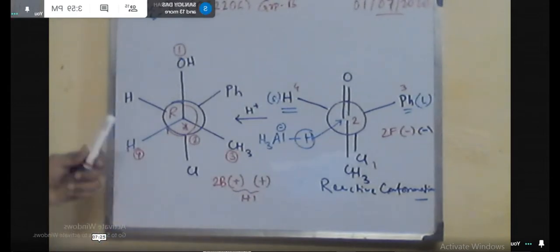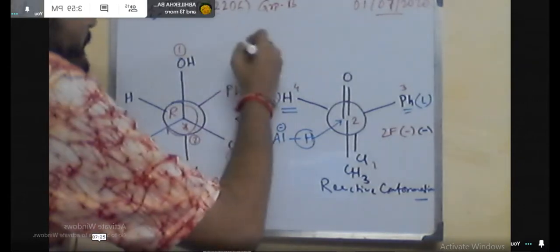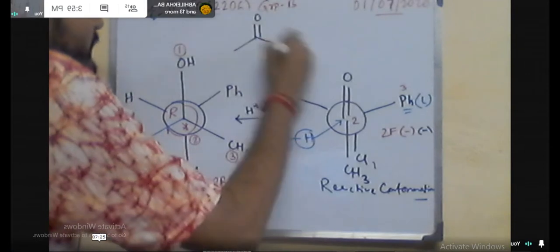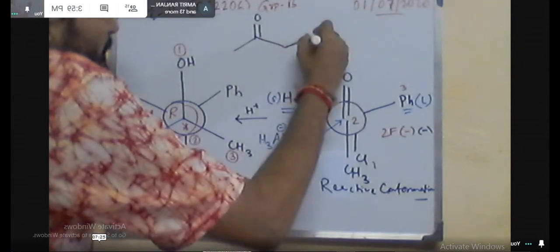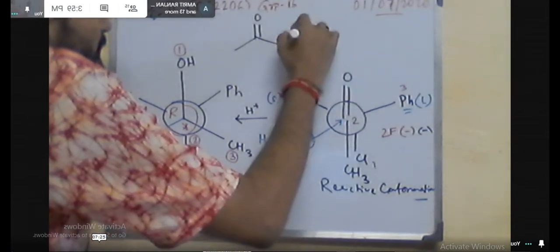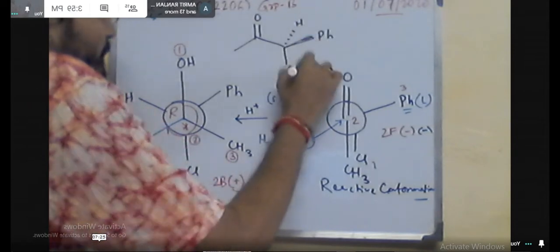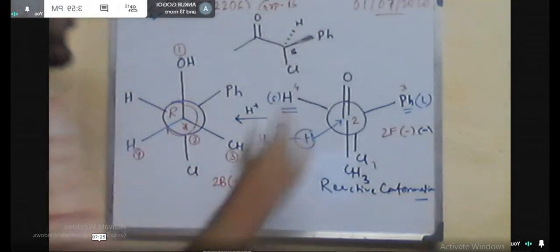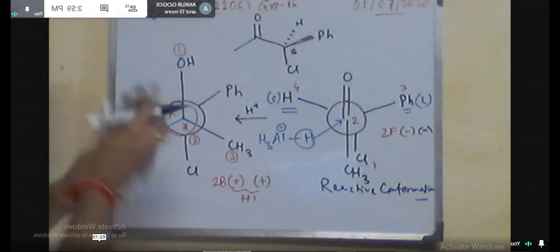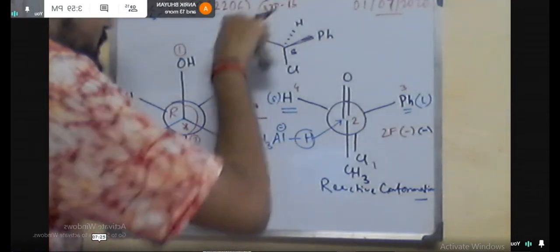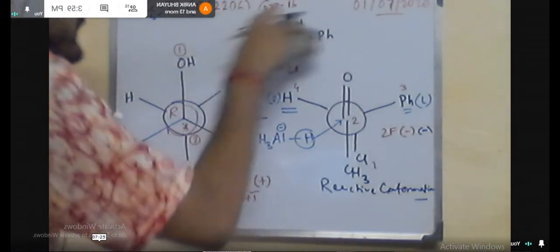Now this rotation is clockwise, that means the configuration here is R. If we keep the fourth group in the backward position and one here, we get 1, 2, 3, that is the clockwise rotation. So that will be R. So just hydrogen in the back side and OH in the front side. So this is the 4, this is the 1, 4b plus, and 1, 2, 3 clockwise rotation. So the configuration is R.